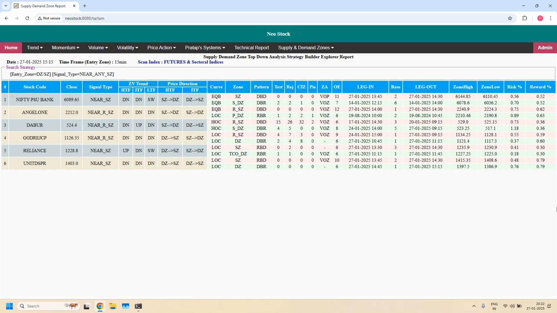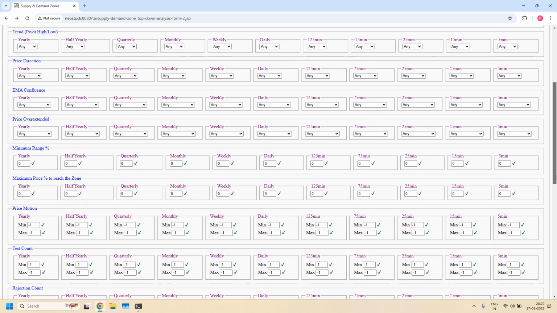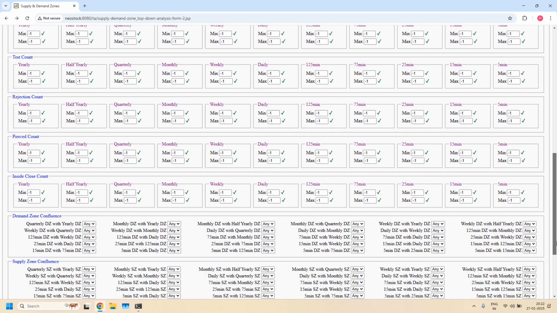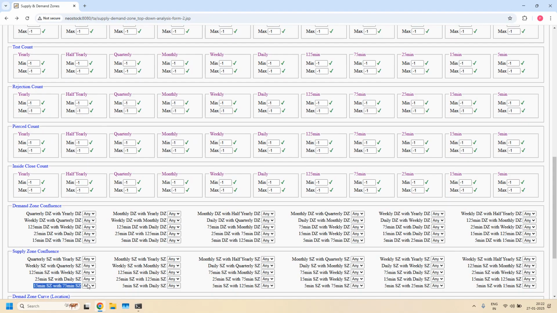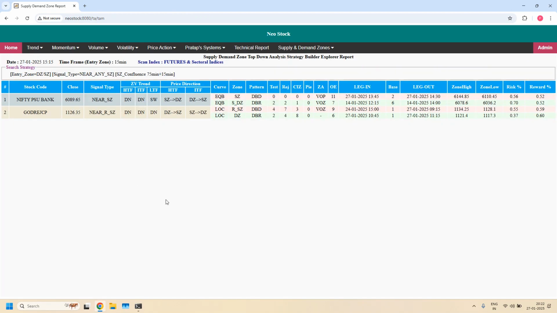Okay, next for 15 minutes time frame, stocks near 15 minutes supply zone, we got 6 stocks. Let's find how many of these 6 are having ITF supply zone Confluence. That is a 15 minute supply zone with 75 minute supply zone Confluence. I am enabling that filter. We got only 2 stocks.